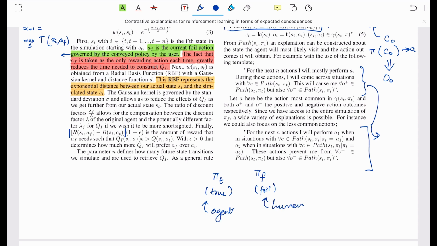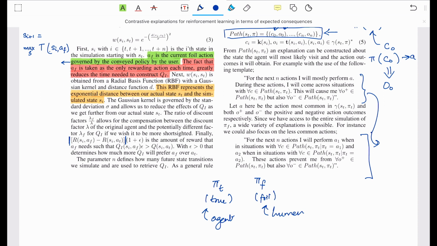What we really need to do is contrast the expected consequences. So here in this why question, we saw that we can use a policy pi, simulate it, and get the expected consequence. That is, these sets of concepts are going to be true if I simulate pi t, that is if I follow pi t.